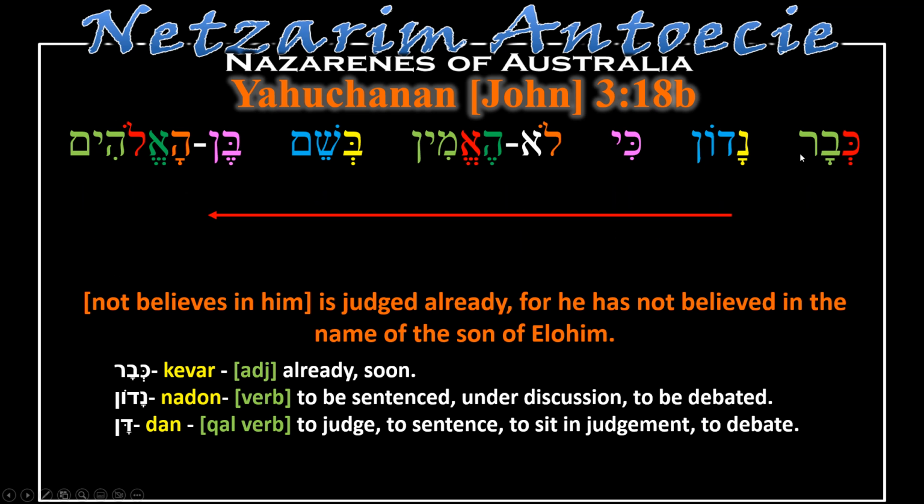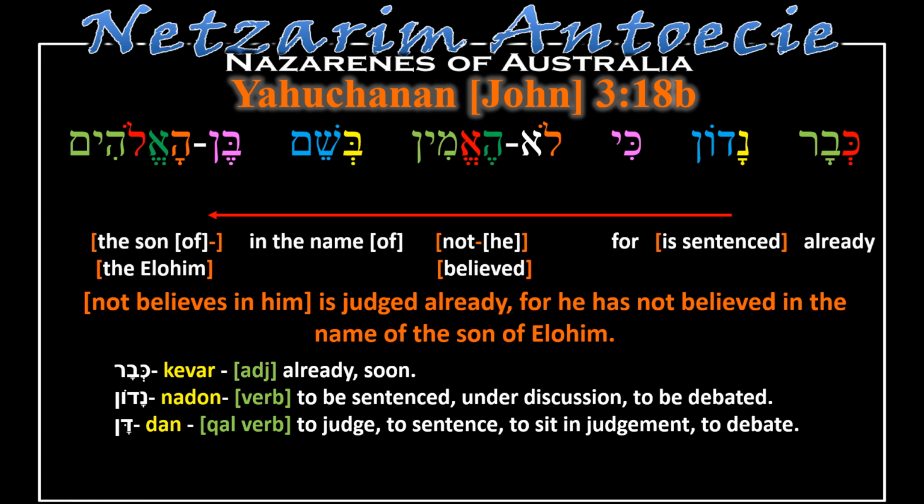So now we can read that. Kevar, nadon, ki, lo, he'emin, beshem ben ha-Elohim. And the translation: already is sentenced for not he believed in the name of the Son of Elohim.